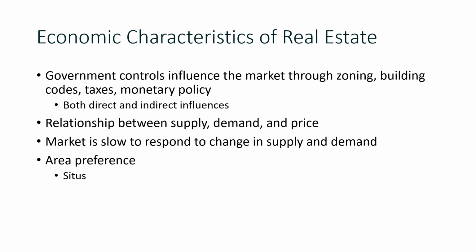We have to understand the relationship between supply, demand, and price. And the market is slow to respond to change in supply and demand. It takes a long time when there's a shortage of housing units to go and build the new housing units: 3, 4, 5, 6 months, 2 years for subdivisions. And also the market does depend very much on area preference. Location we call it. This officially is called situs.